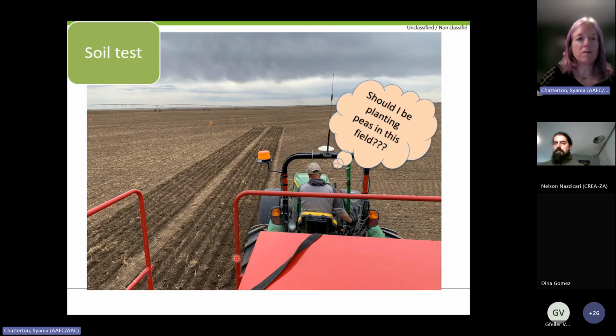So I'm going to talk about soil testing. And like I said, I think this really has to be the foundation of our management practices. Producers need to know whether they should be planting a pea or a lentil in this field.